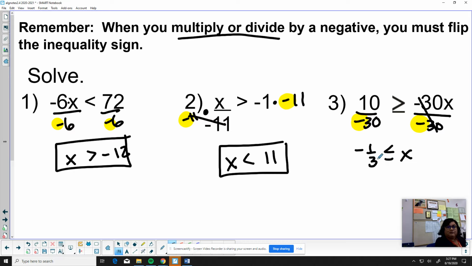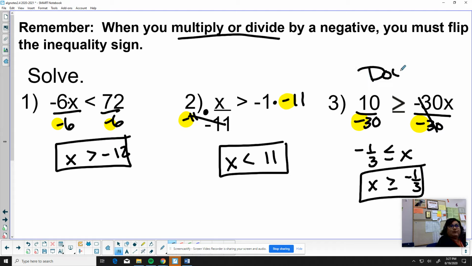And then now I have to flip it a second time because x is in the back, or on the right, and I need x to be in the front. So x and negative 1/3, and then this less than or equal to goes back to greater than or equal to. This is a double flip. The first reason I flipped was because I divided by a negative on both sides, and the second reason I flipped is because I had to switch it, so x would be in the front.